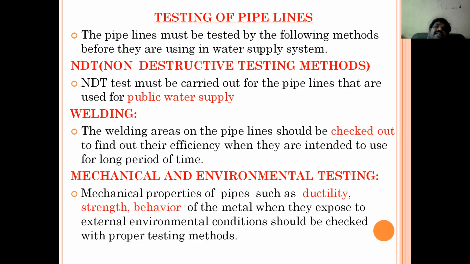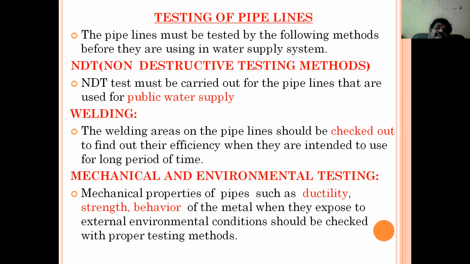First one is NDT, non-destructive testing methods must be carried out for the pipelines that are used for public water supply. And second one is welding. Welding areas on the pipeline should be checked to find out their efficiency when they are intended to be used for a long period of time. The welding areas have to be checked whether they have any problems or are working properly, especially when the pipeline is expected to work for a long period of time.